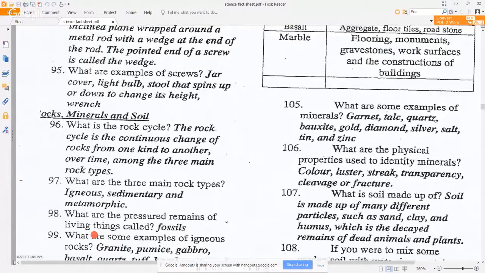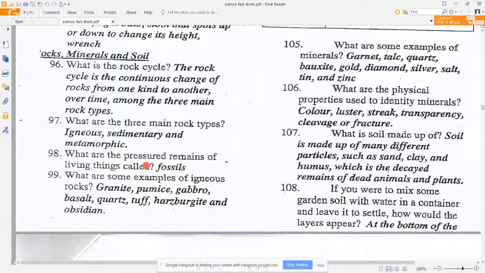98. What are the preserved remains of living things in rocks called? These would be fossils.